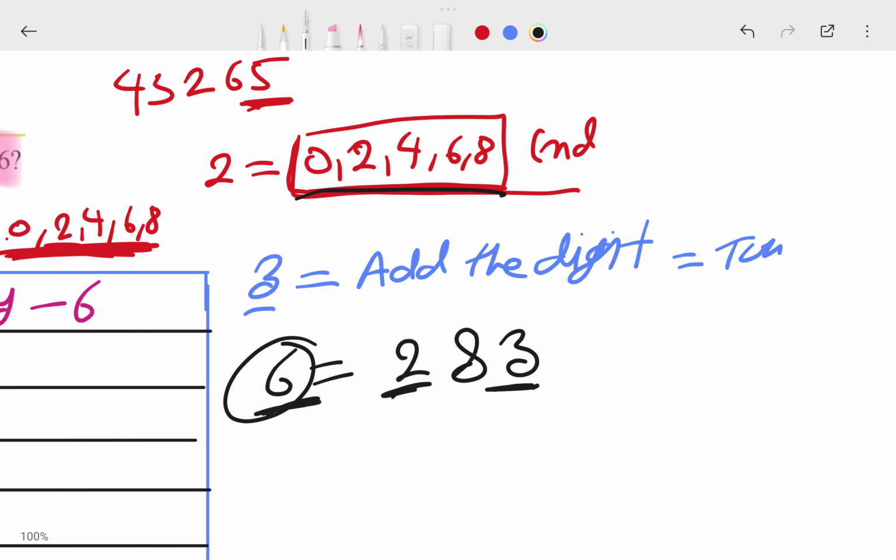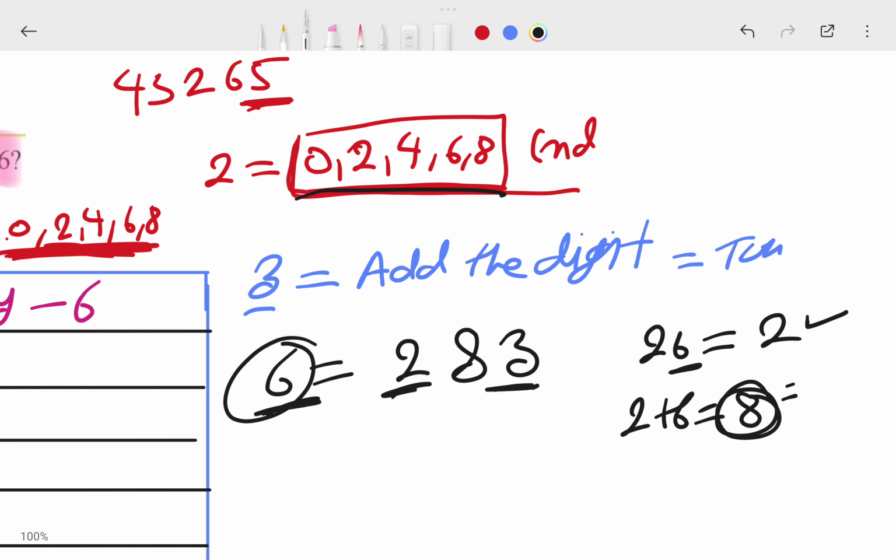Okay, let's take another example. Let's take the example of 26. 26 is divisible by 2. Why? Because the end digit is 6, so it is divisible by 2. But is it divisible by 3? Let's check. 2 plus 6 is going to be 8. Is 8 in the 3 table? No, 8 is not in the 3 table. So it is divisible by 2, but it is not divisible by 3. So is 26 divisible by 6? No. Why? Because we know that for a number to be divisible by 6, it has to be divisible by 2 and also by 3. Okay, now, but here what will happen?